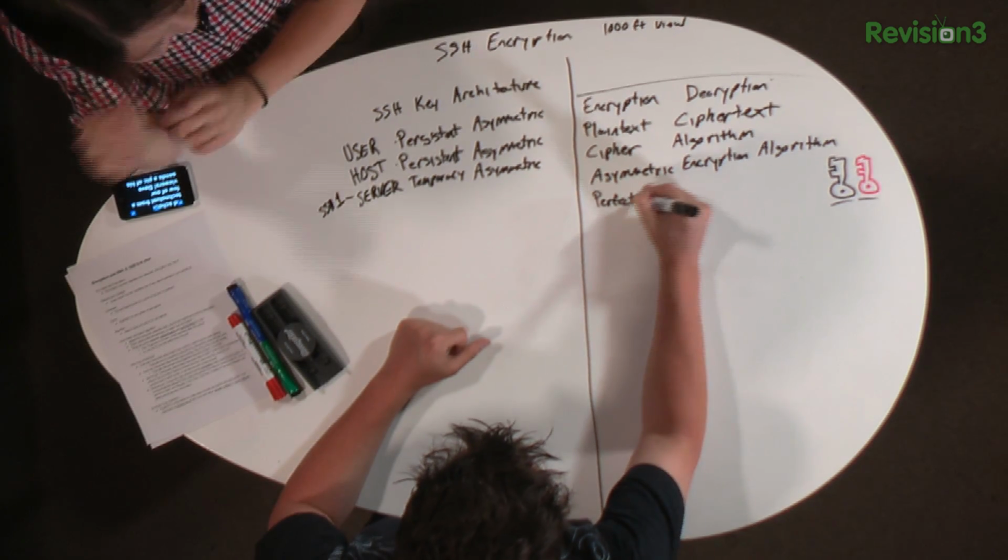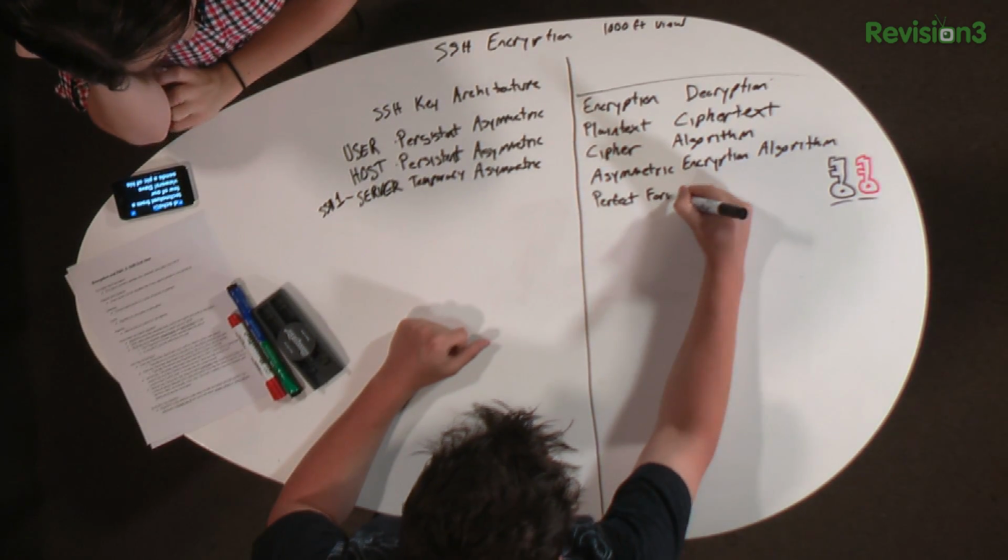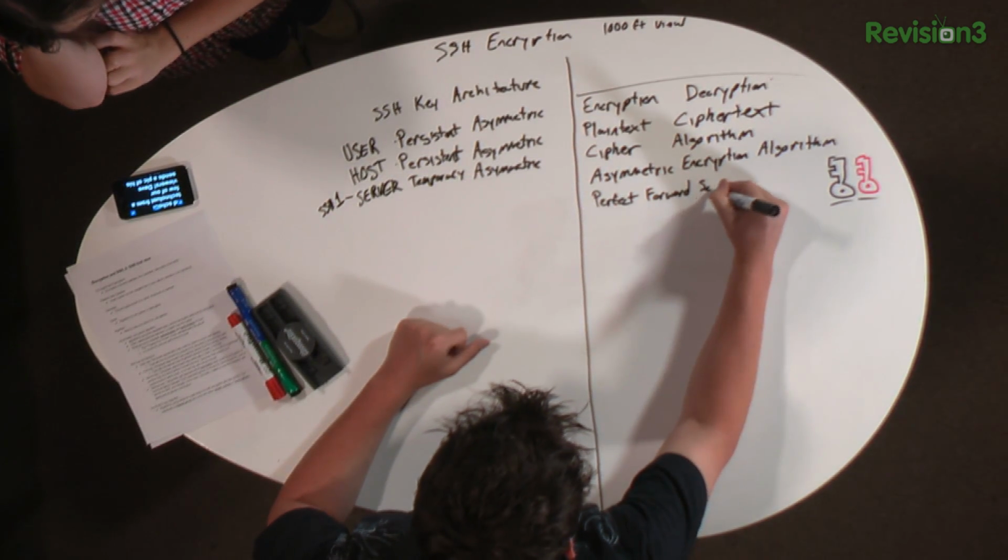And the thing about this is the server key is used for rekeying. So this guy rekeys the session key every hour or every gigabyte on an SSH1 connection. And the reason that it does that is for this thing called perfect forward secrecy. And so I guess that would be another term over here. Yes, perfect forward secrecy.